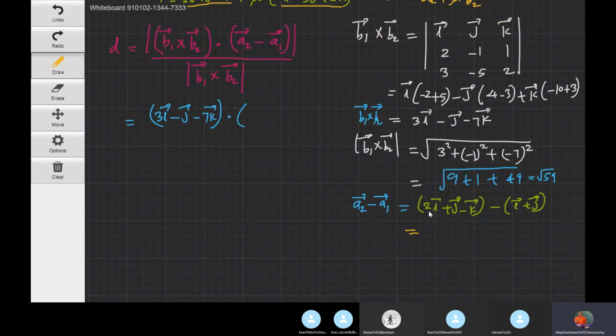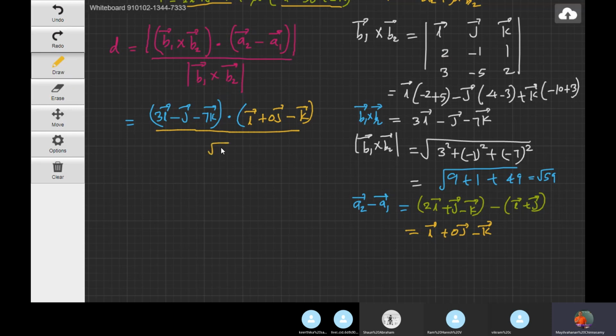Now remove the bracket and find A2 minus A1 vector. When you remove the bracket, 2i minus i, you get i. Plus j minus j cancels, 0j. Minus k as it is. So you have to substitute that here: i plus 0j minus k. You have to do the dot product. And the denominator, the modulus of B1 cross B2 vector, is nothing but the square root of 59.